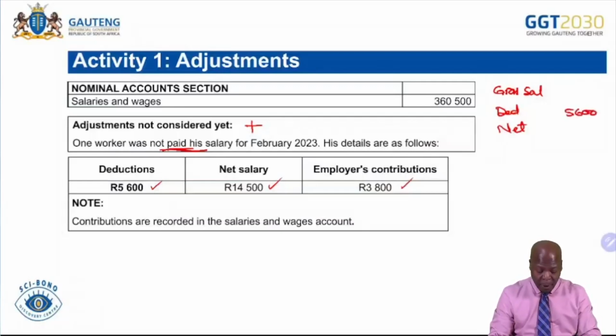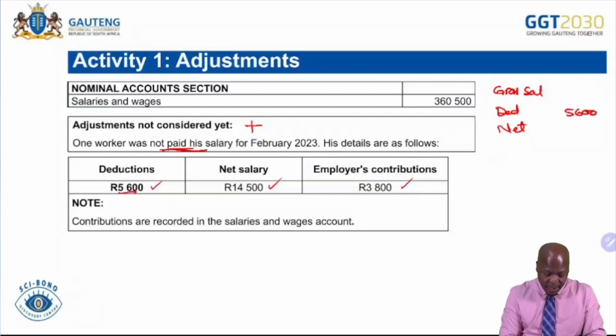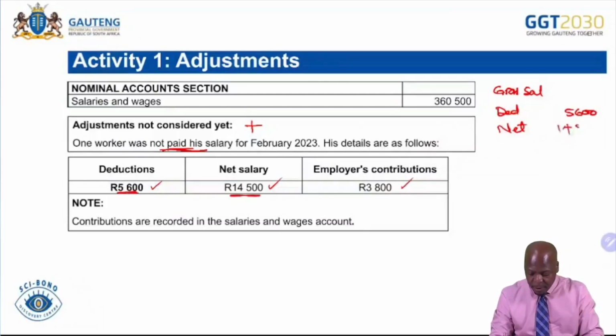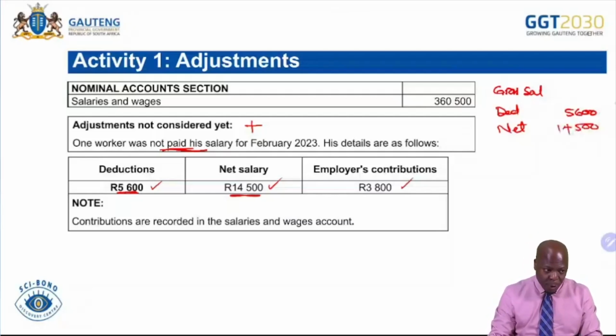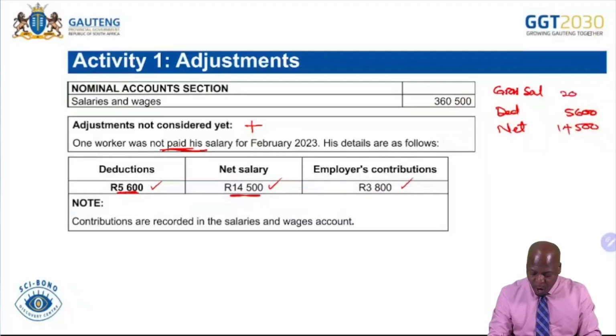Are you still following me? All right. So you are given deductions here, which is 5,600. And you are given net salary, which is 14,500. We know for certain that if I have my gross and I subtract 5.6, I get 14.5. So if I then do the opposite, I should get my gross. So my gross, therefore, is going to become 20,100. That is my gross.